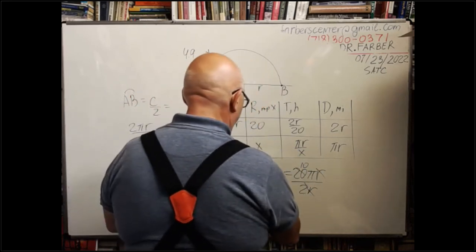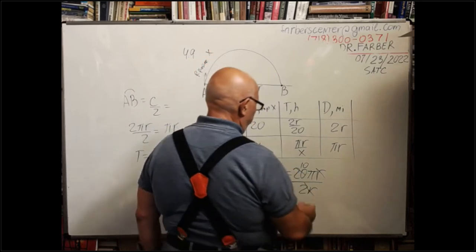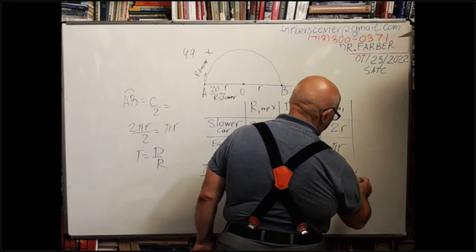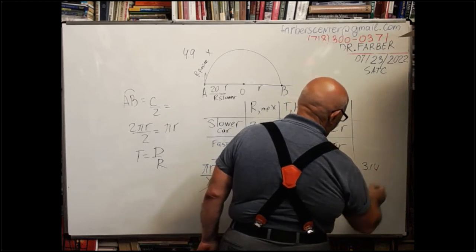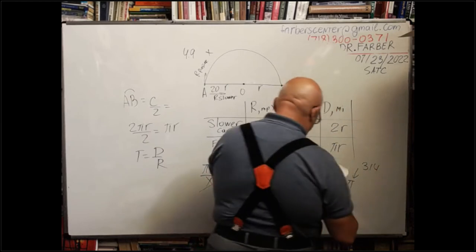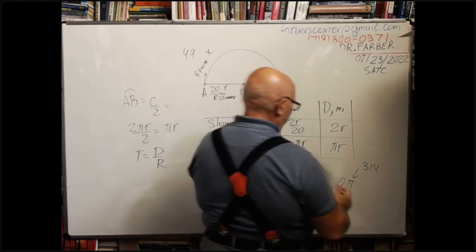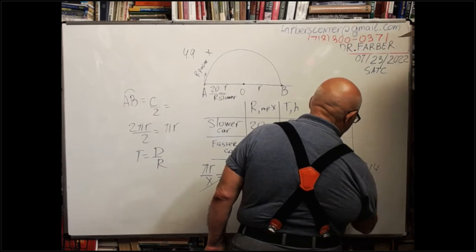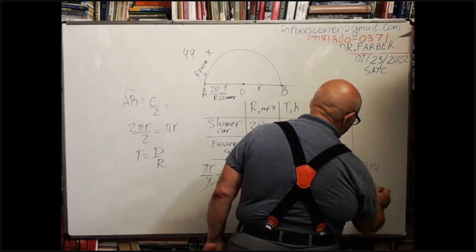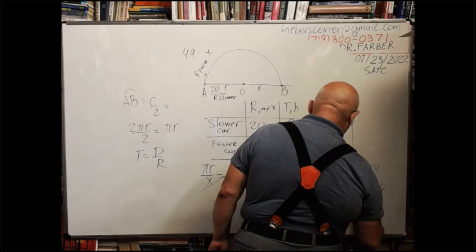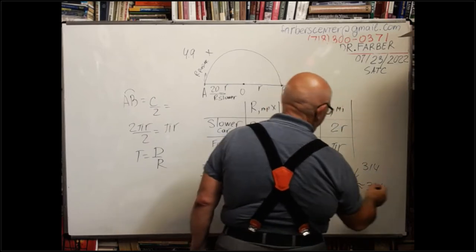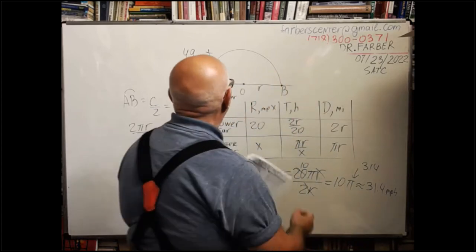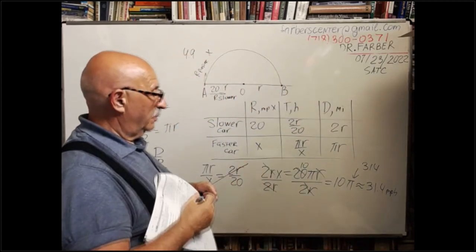And it will be 10 pi. Plugging in 3.14, you get a value of 31.4. About what they give in terms of pi. No, they give it in terms of decimal. It's about 31.4 mph. Okay. Any questions, students?